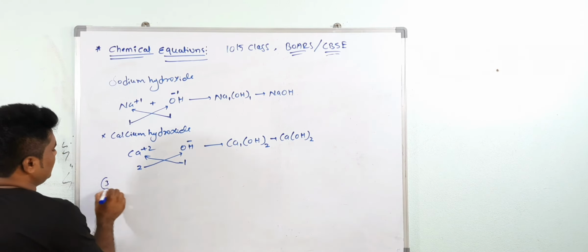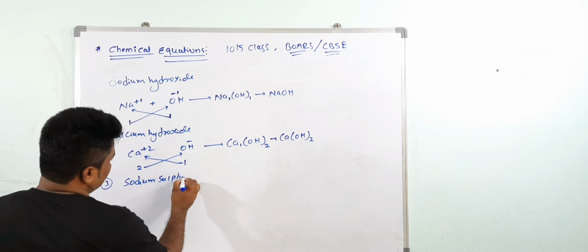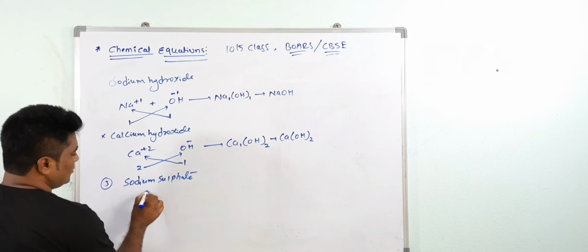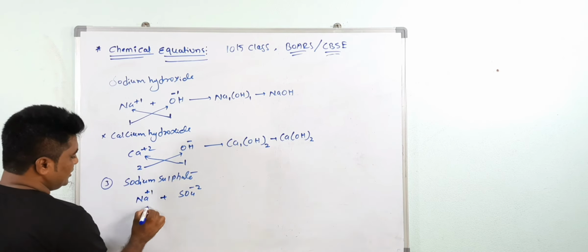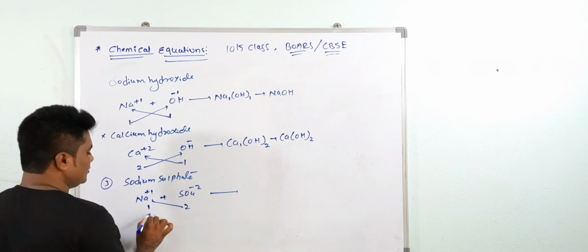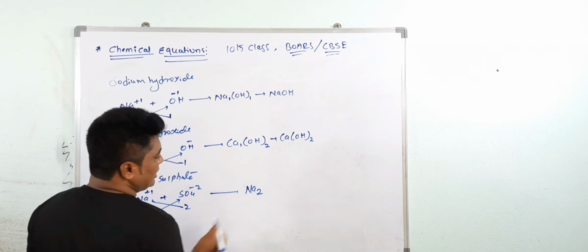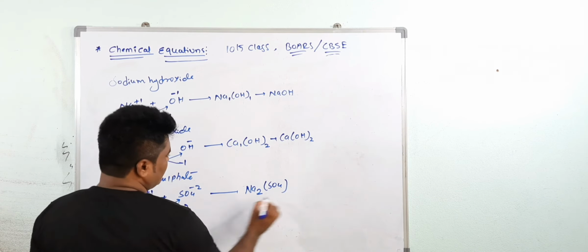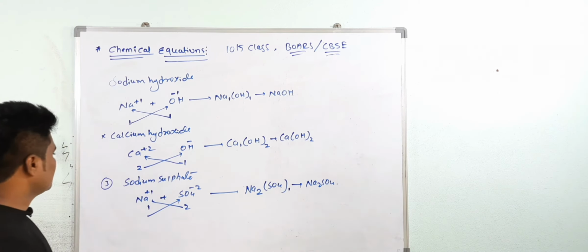Next, see the third problem. For example, sodium sulfate. How to write sodium sulfate? Sodium means Na plus, and sulfate means SO4 minus 2. Here the valency is 1, here the valency is 2. So you write the valency of the anion under the cation, and the valency of the cation under the anion. Sodium is a single atom, so you can write Na2. SO4 is not a single atom, it is a group of atoms, so take it in a bracket. Here 1, so you can write Na2SO4. So this is the third problem.